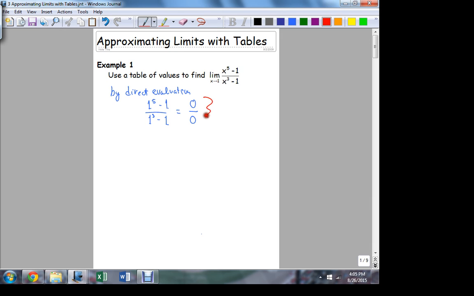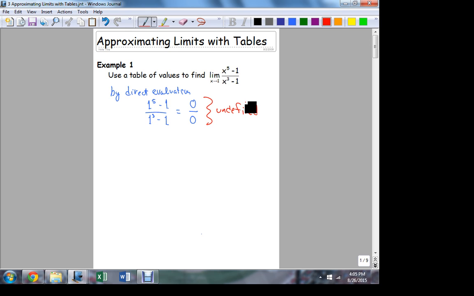So what do you say about this number? What does that equal? If it equals 0, we're done. What do we say about this number? Undefined. Any number that has 0 in the denominator is undefined. 0 is not a divisor in the real number system. So, again, if this had been equal to a real number, then there wouldn't really be anything to do. I'd be done. But this does not equal a real number. Division by 0 is not defined under any case. Okay, so that means I can't do this by direct evaluation.